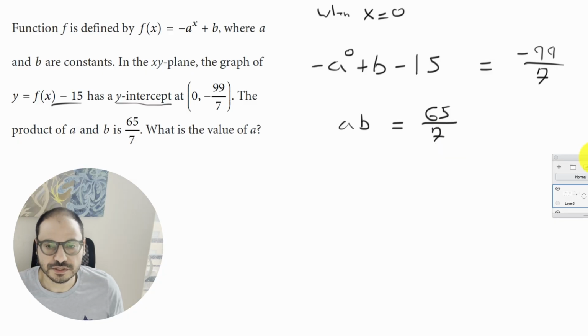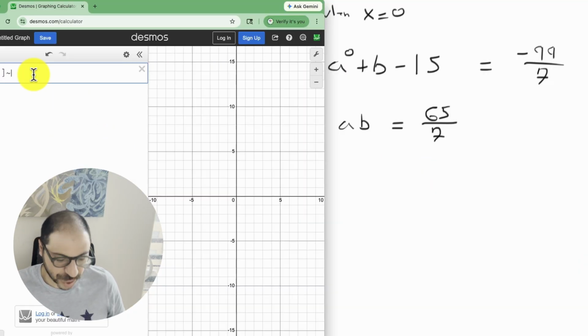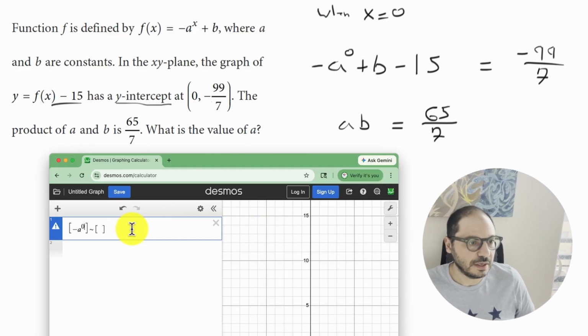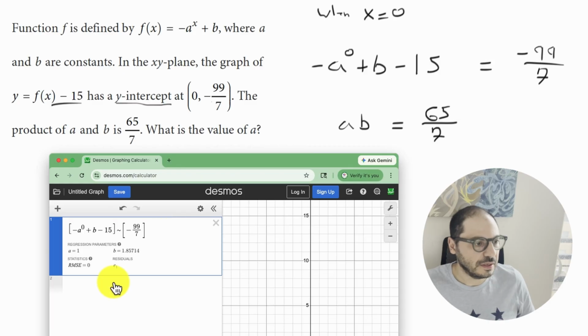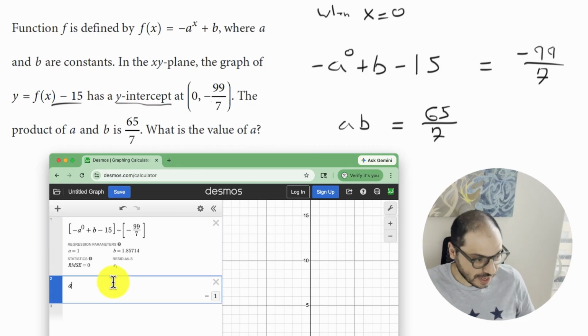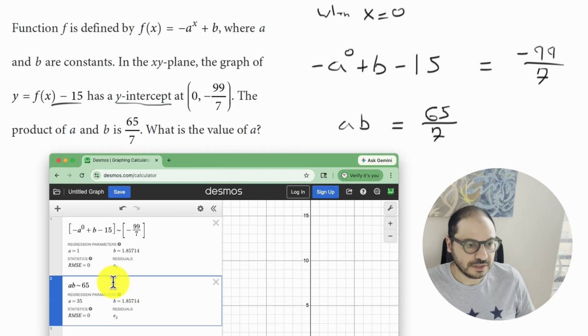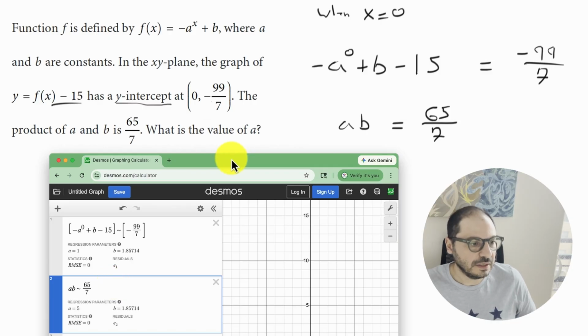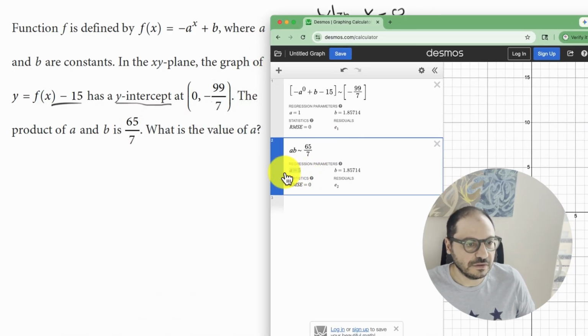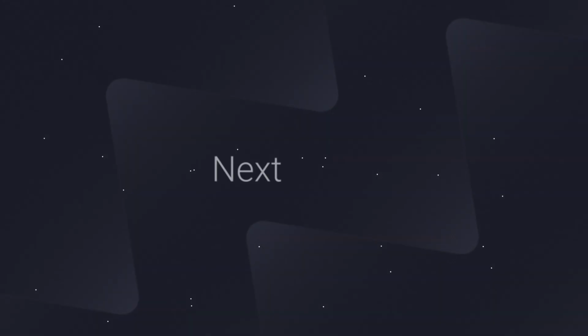And it says the product of a times b equals 65/7. So you can actually do this pretty easily in Desmos. 2 brackets, tilde, 2 brackets. So I'm going to put the first equation: negative a to the 0 power plus b, shifted down 15, equals negative 99/7. And we know that the product of a times b is 65/7. What is the value of a? As you can see here, the value of a is 5. So the answer is 5.